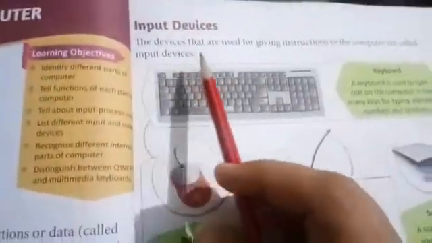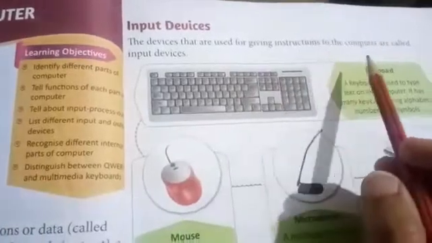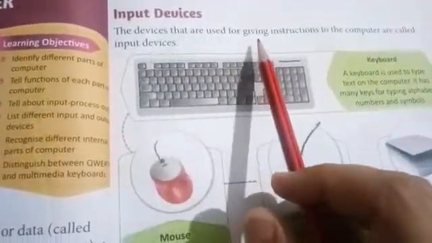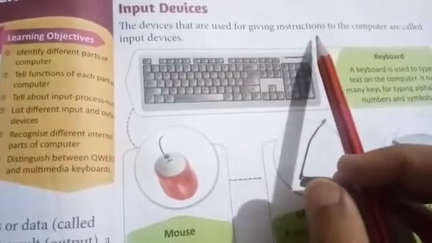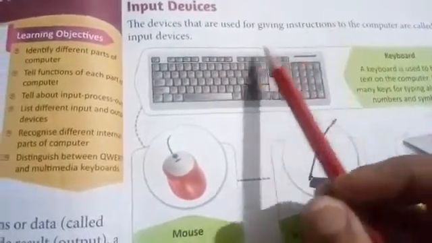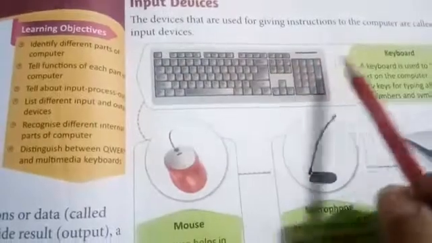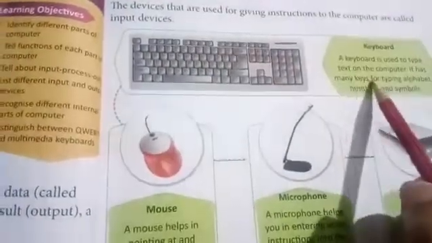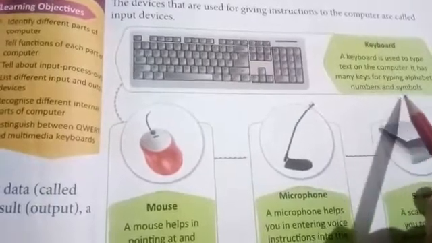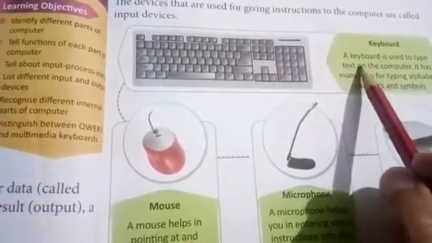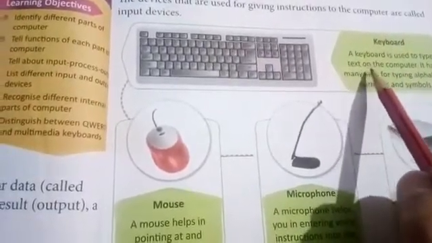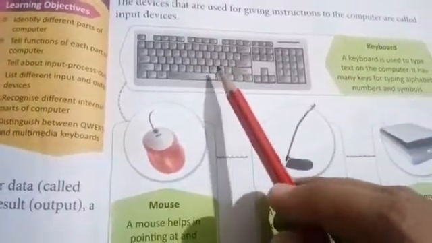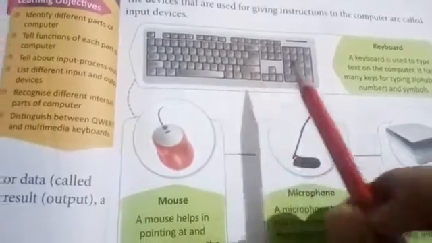Now input devices. The devices that are used for giving instructions to the computer are called input devices. For example, keyboard. A keyboard is used to type text on the computer. It has many keys for typing alphabet, numbers and symbols. So keyboard is an input device which is used to type text on the computer, and it has many keys for typing alphabet, numbers and symbols.